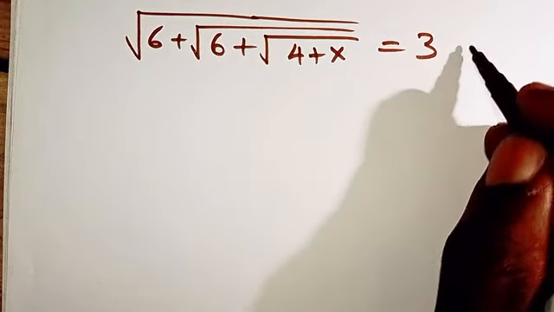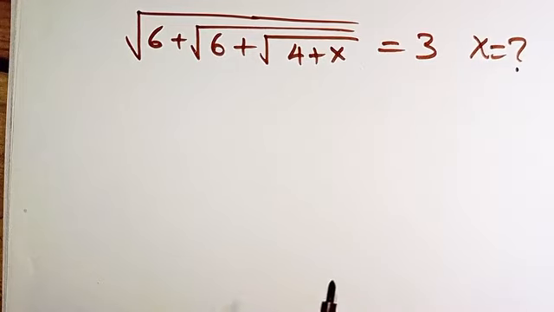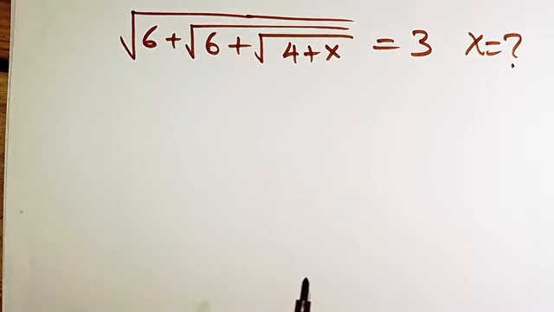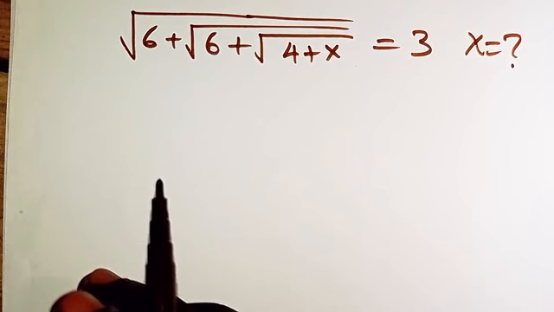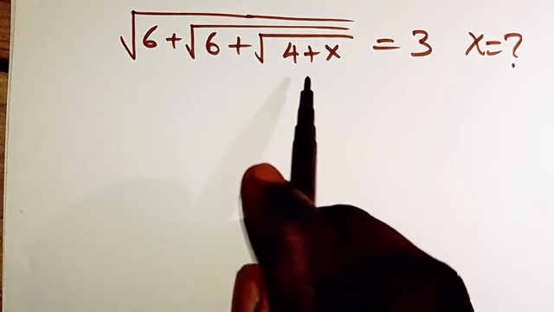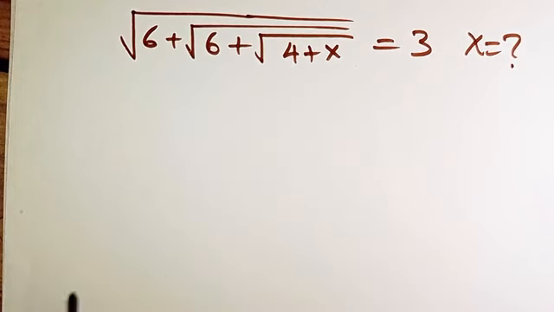What is the value of x here? I would like you to stay focused and see: we are given the square root of 6 plus the square root of 6 plus the square root of 4 plus x, equals 3. Here we want to know the value of x. So this is what we are going to do.